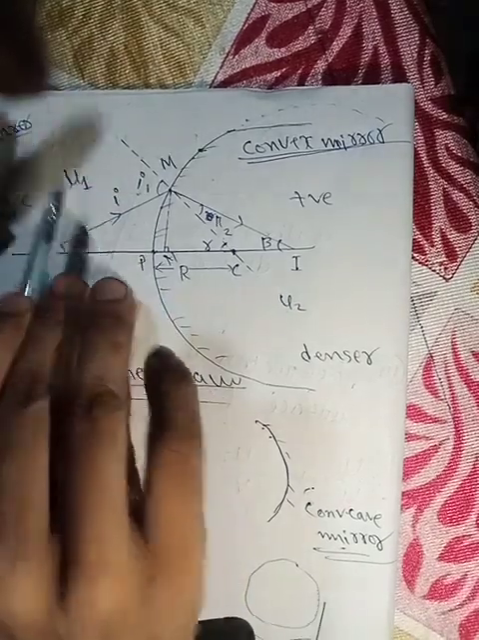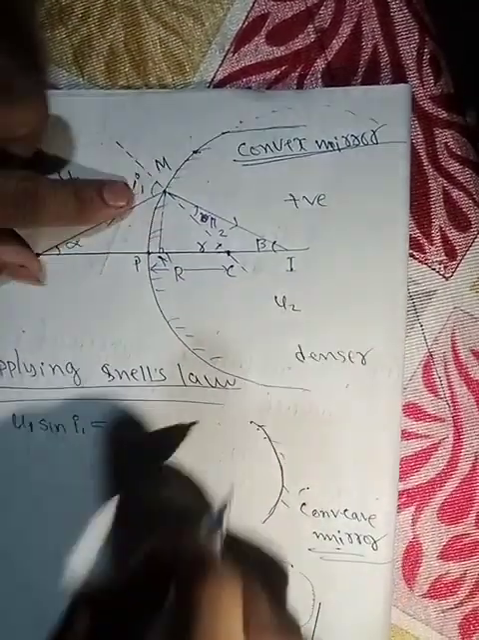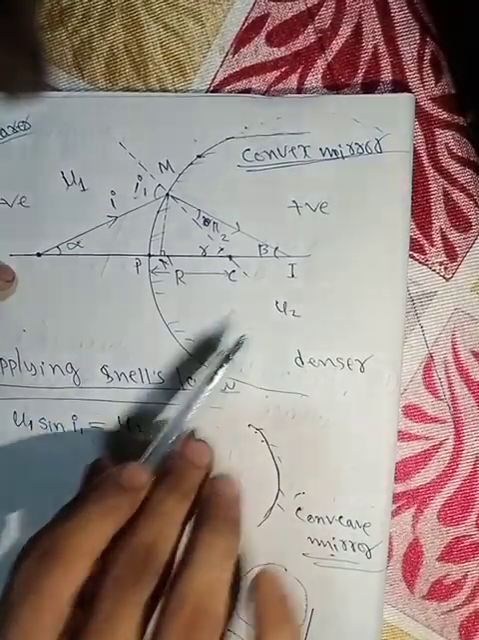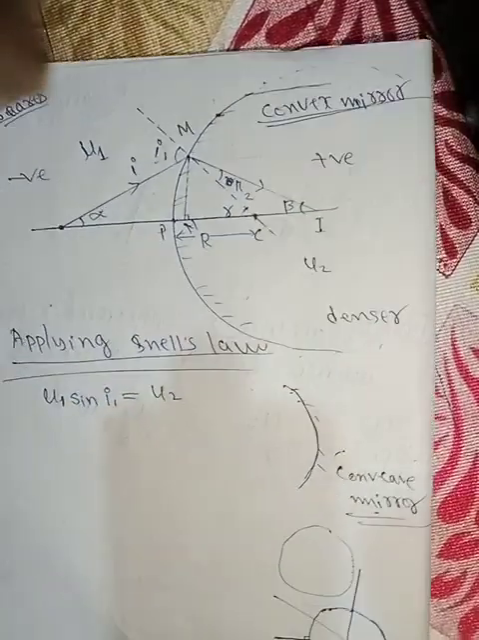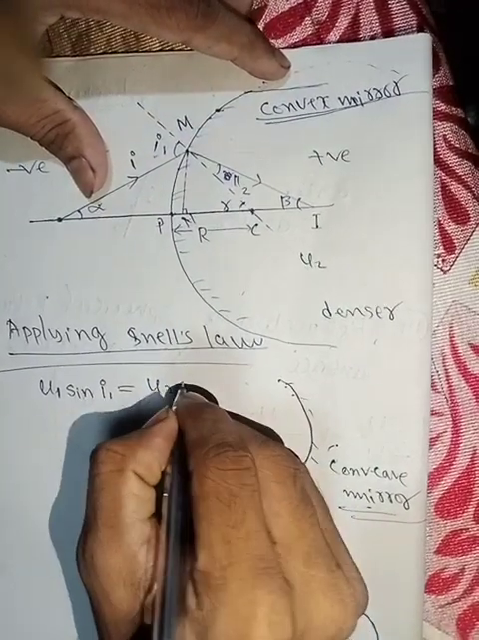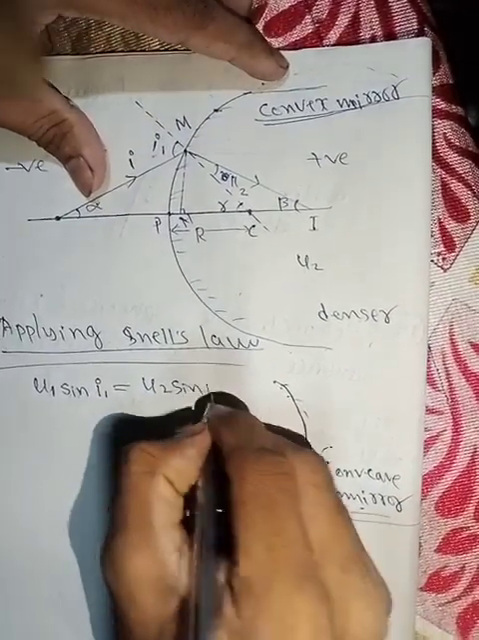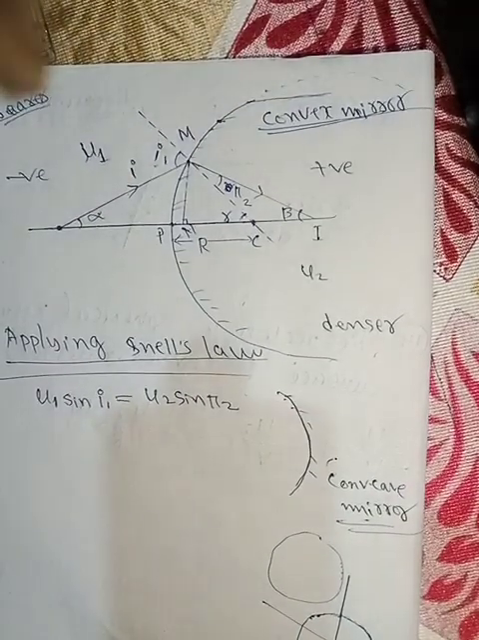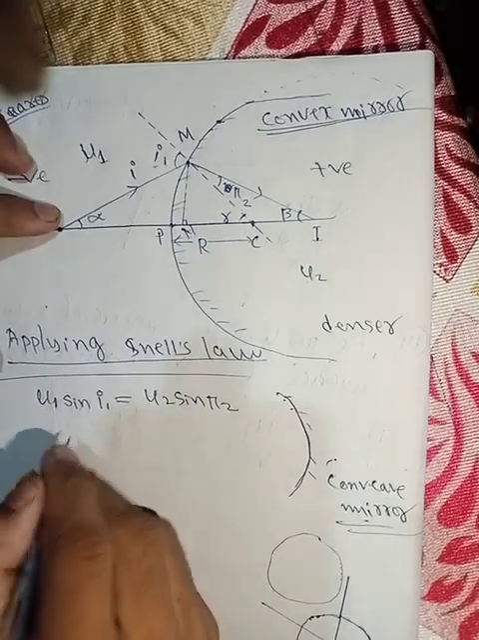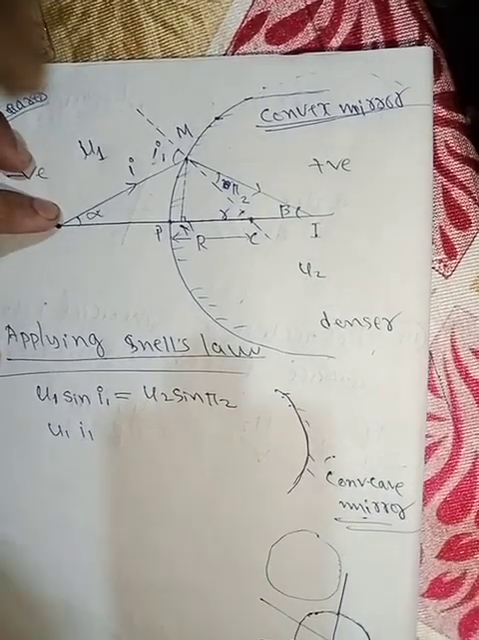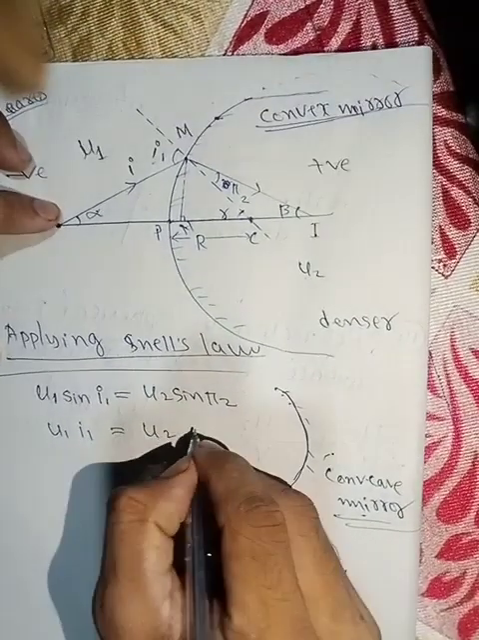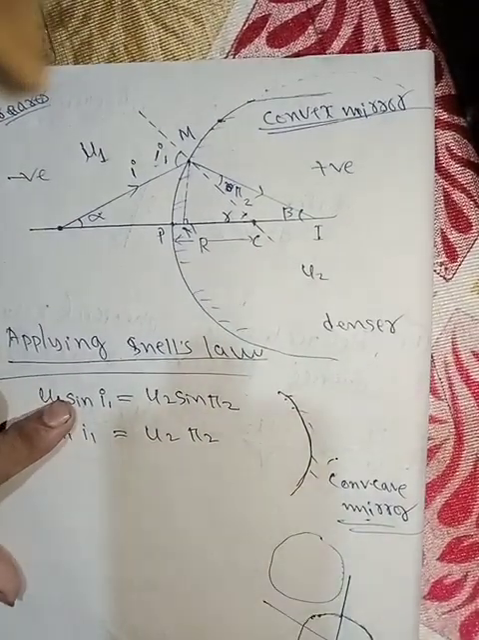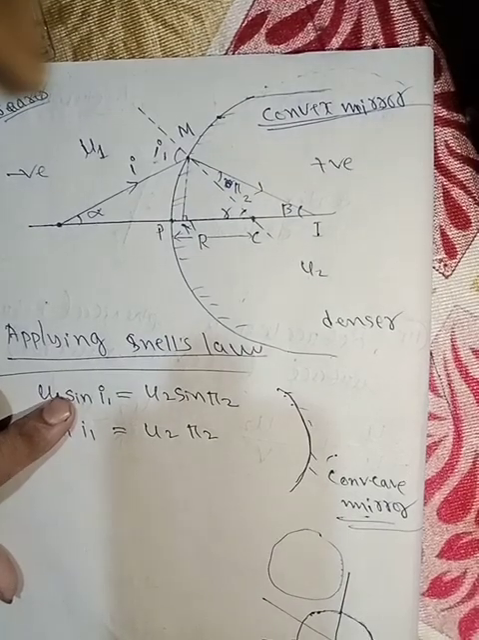When you go from a rarer medium to a denser medium, you must write mu2, the refractive index of the denser medium, I mean the second medium. And sine R2. So you can write mu1 sine I1 equals mu2 sine R2. Why do you cancel the sine here? Do you know? Don't worry, I am here.